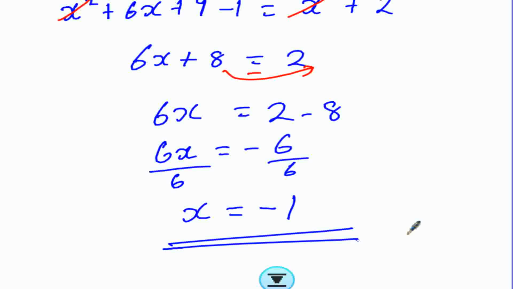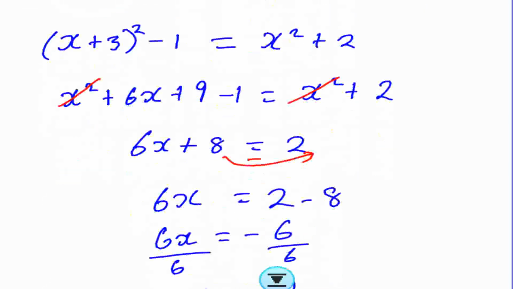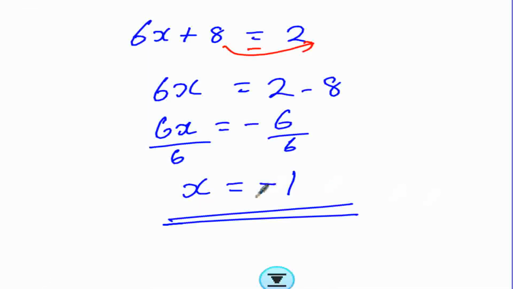So this is what they were asking for in the question: find the value of x when hf equals fh. And we've just equated these two and we got the value of x as negative 1. So that is the answer.